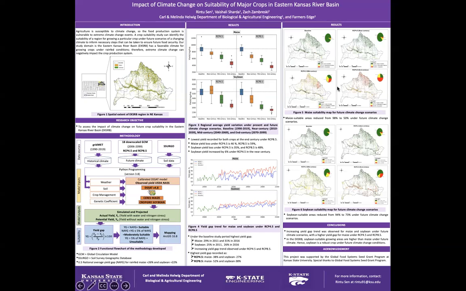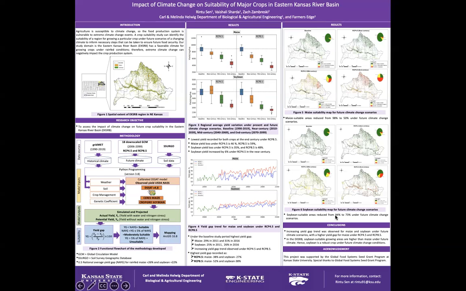So here we can see the maize suitability map, and here green color represents the highly suitable areas, yellow color for moderately suitable, and red color for unsuitable. So under future climate change scenarios, the maize suitable area reduced from 98% to 50%, and for soybean, the soybean suitable areas reduced from 94% to 73%.